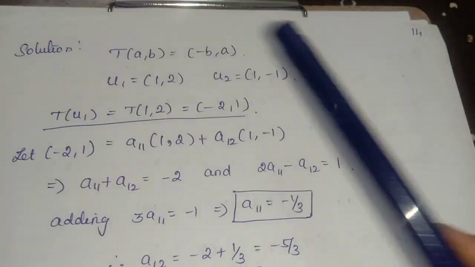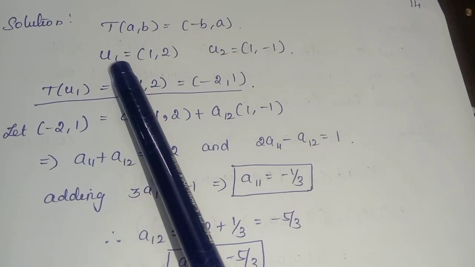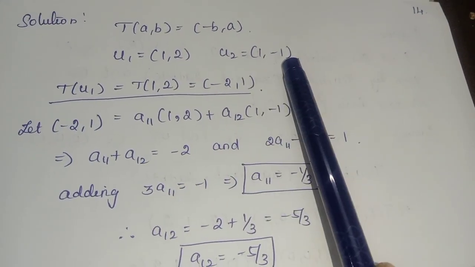Now let's see how to find the matrix. What is the definition given? T of (A, B) equals (minus B, A). Let me take the basis elements as U1 and U2. U1 equals (1, 2), U2 equals (1, minus 1).